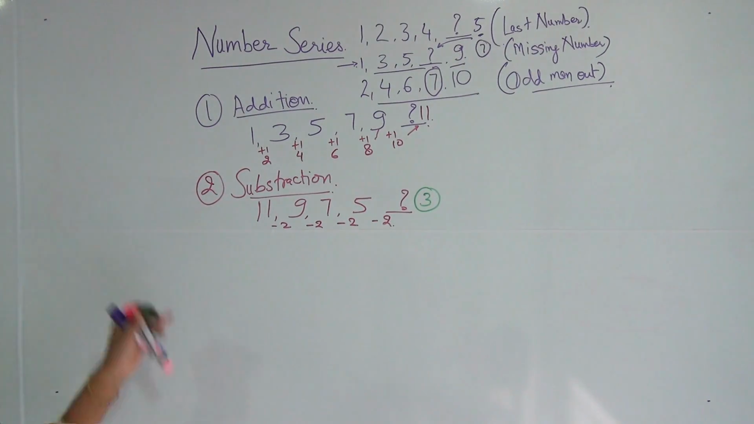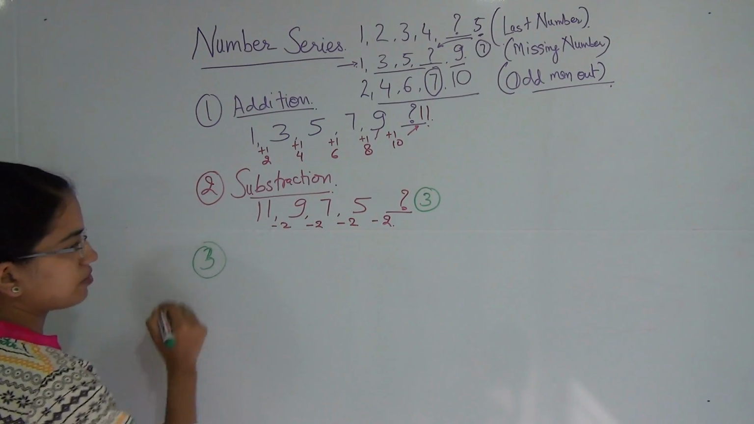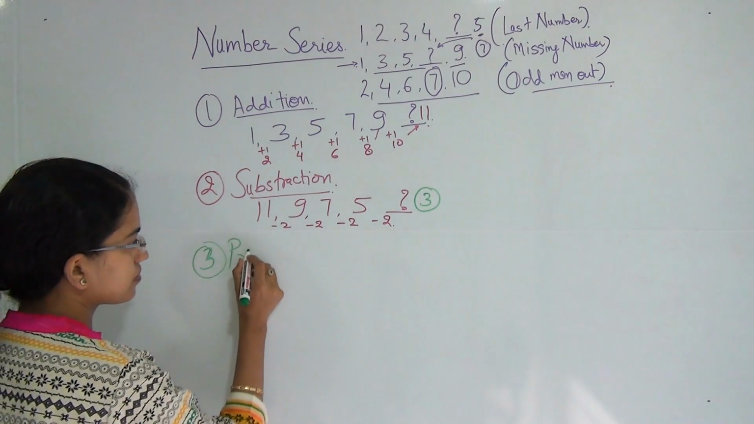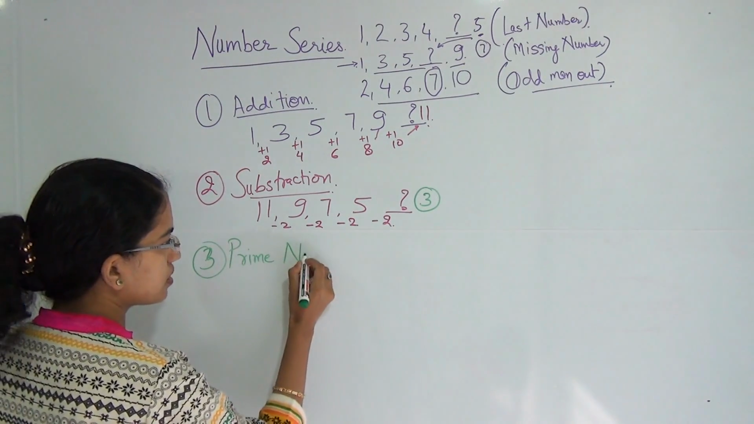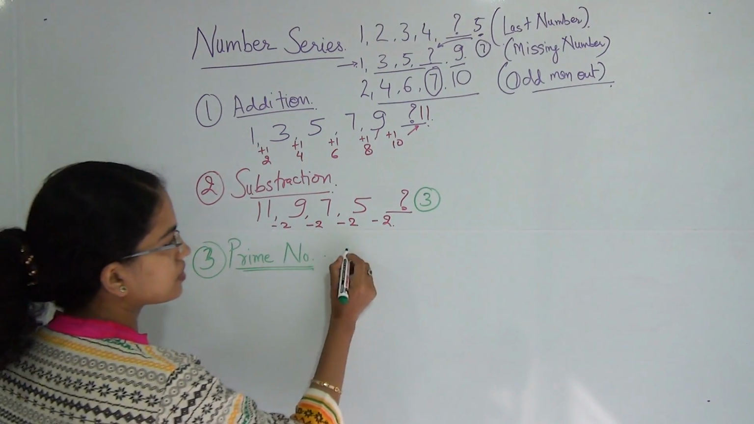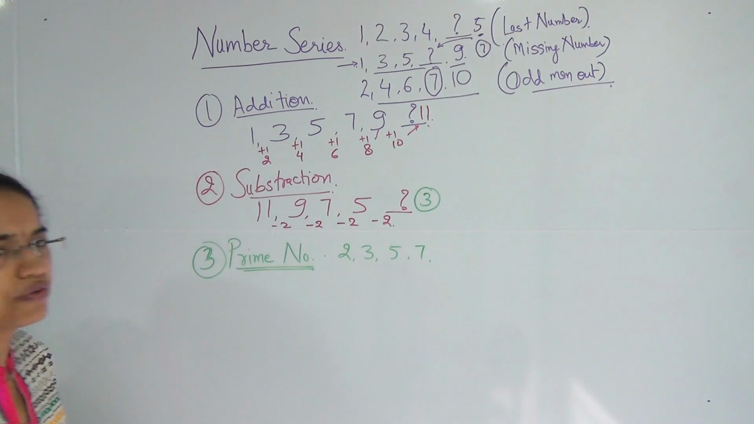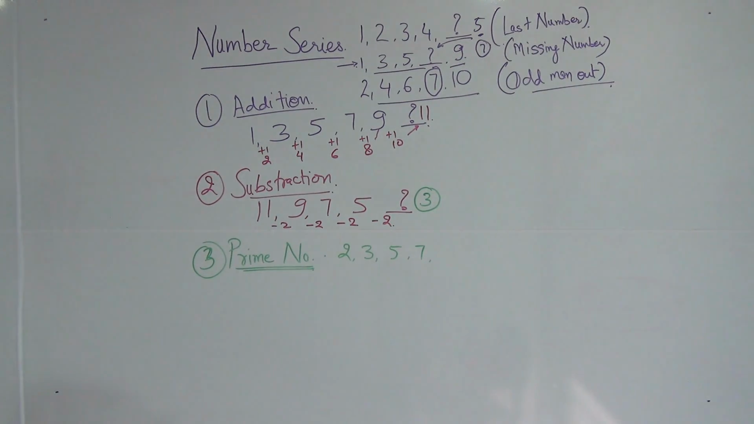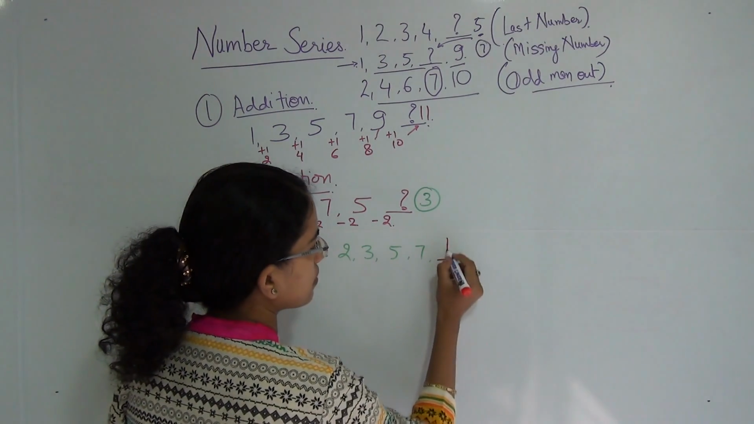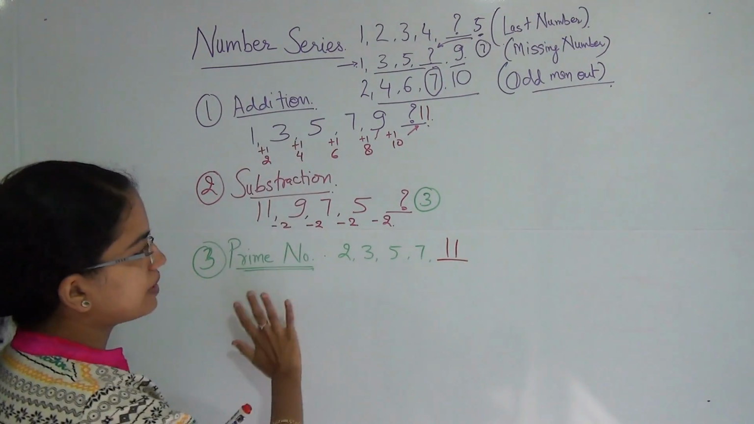Okay. Now we have talked about simple addition series and subtraction series. We will be talking about a bit more difficult concept now. The next concept we will be taking is prime numbers. What are prime numbers? Prime numbers are the numbers that are divisible only by themselves or 1. So you have 2, 3, 5, 7. What would be the next in the series? When you are trying to make out the prime number series, the next in the series would be another prime number, say 11.